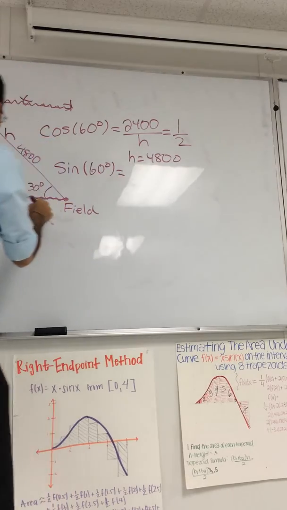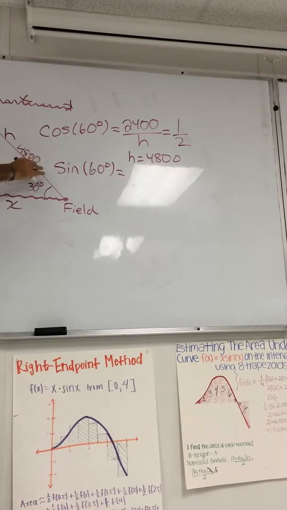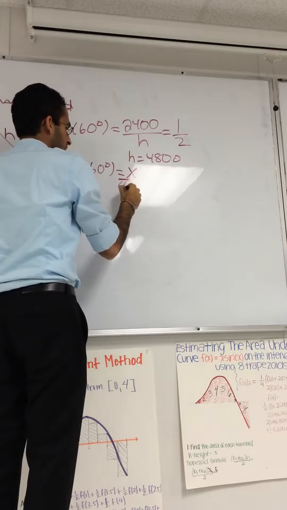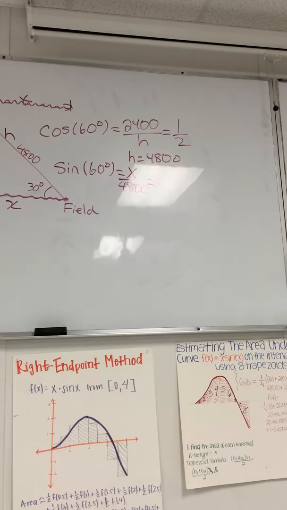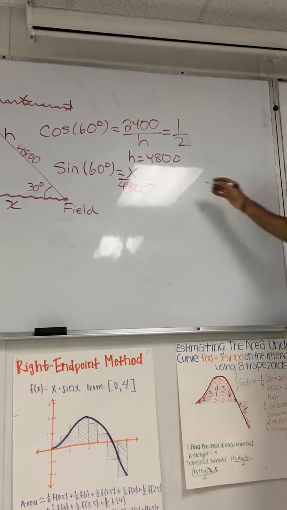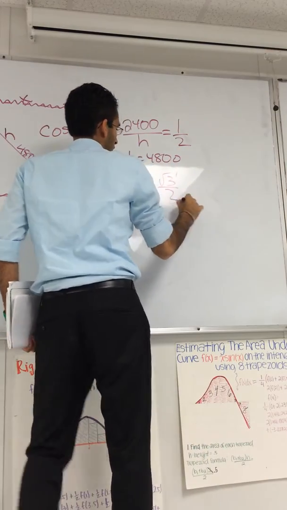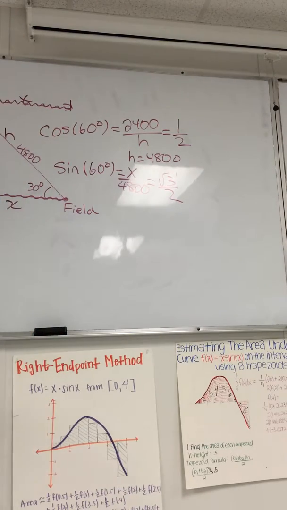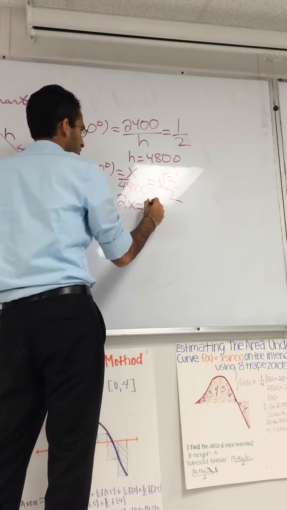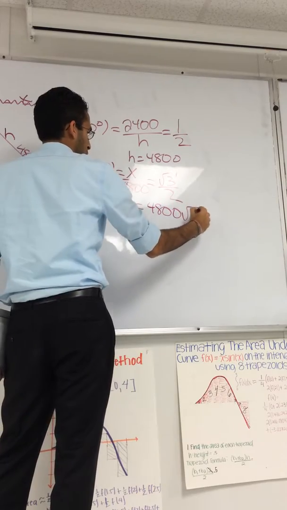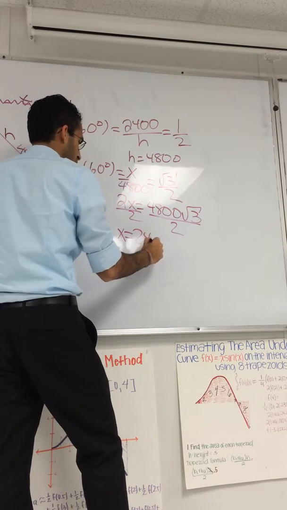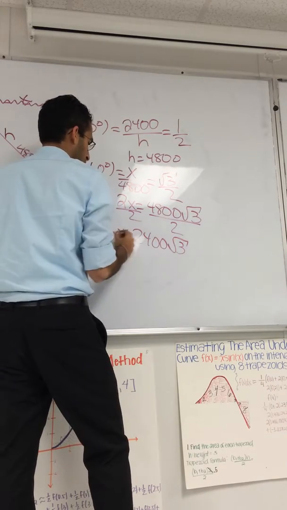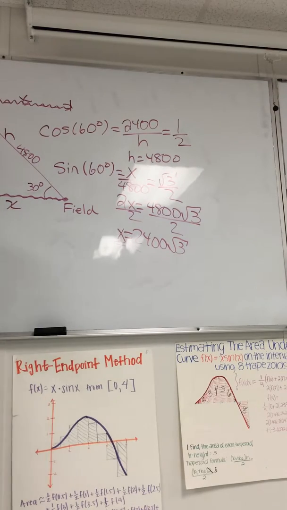Sine of 60 degrees, opposite over hypotenuse, so x over 4800 equals root 3 over 2. Cross multiply and you're done. 2x equals 4800 root 3. Divide both sides by 2, and here's our answer. X equals 2400 root 3.